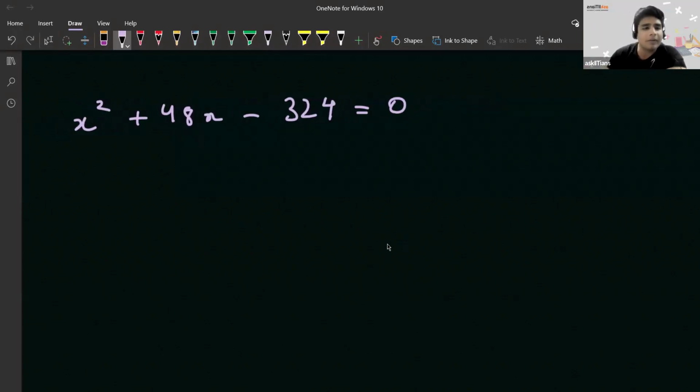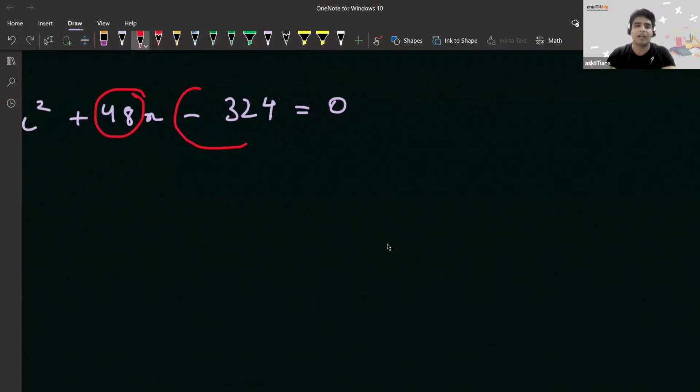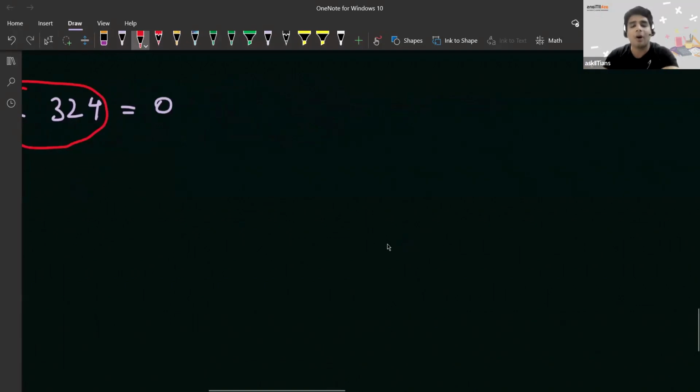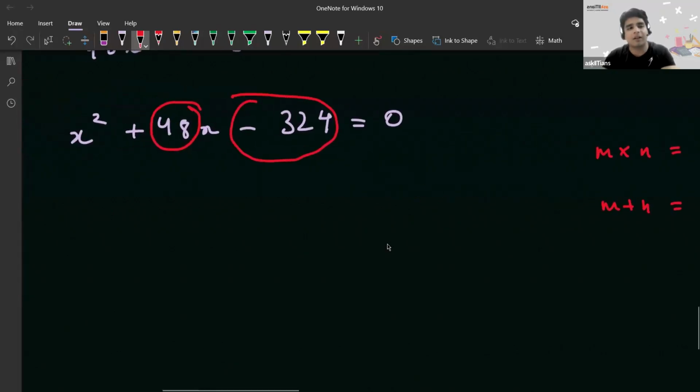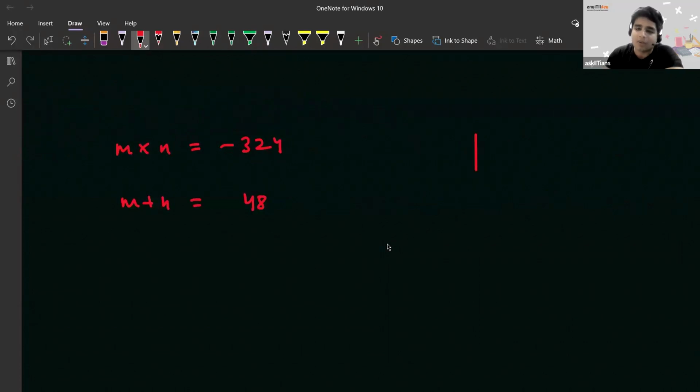So it is going to be what, everyone? X square. Now see, everyone, what do we do whenever we have to do this? We take 324 and we take 48. This is minus 324, so we have to keep that in mind. So the product of two numbers should be equal to minus 324. And the sum of the same two numbers should be equal to 48. Now, how do we find that out? Using prime factorization of 324, everyone.